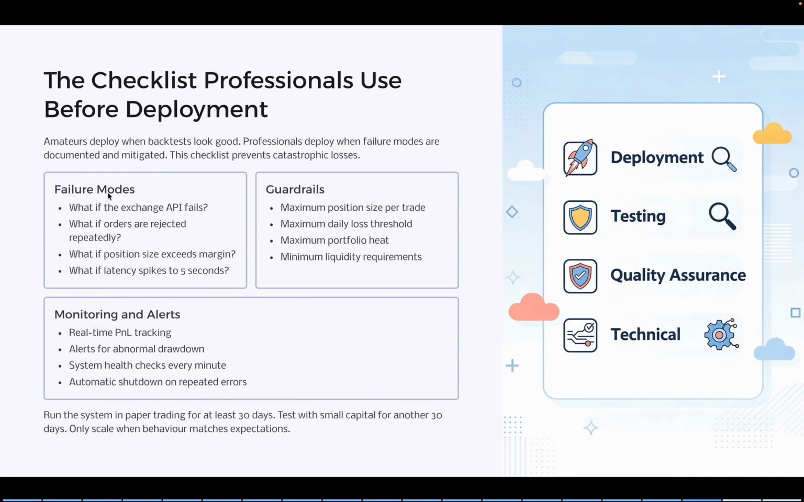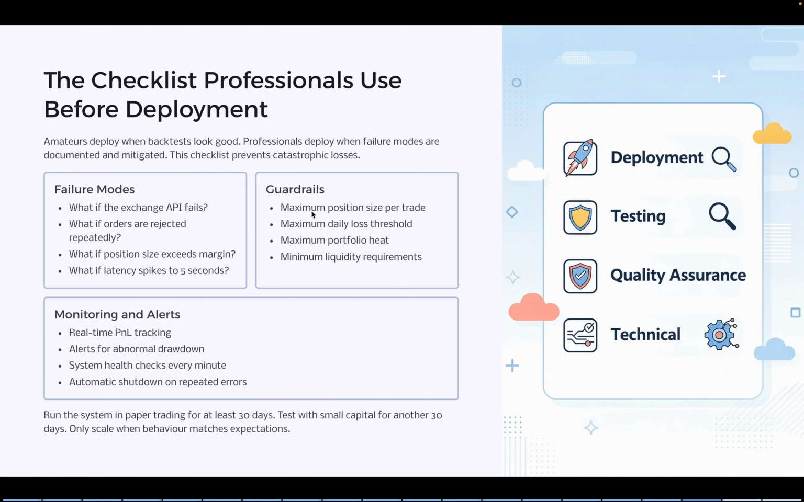So now we get to the checklist professionals use before deployment. Amateurs usually deploy when backtests look good, and they just rush into deploying their algorithms, which is not good. Professionals deploy when failure modes are documented and mitigated. This checklist would prevent you from huge losses. Failure modes would be: what if the exchange API fails? What if orders are rejected repeatedly? What if position size exceeds margin? What if latency spikes to 5 seconds?